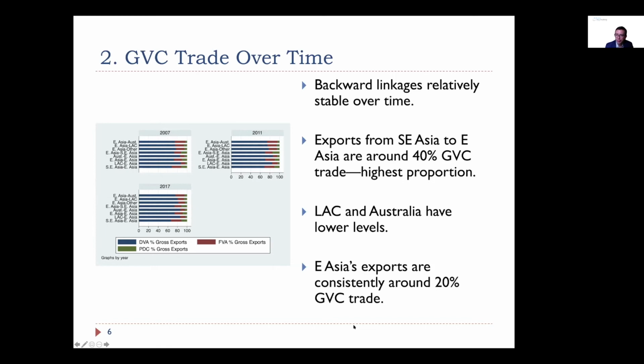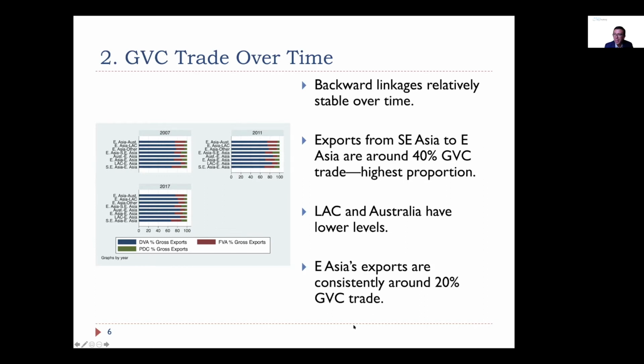Now, if we try to pull a couple of results out of this, we find the highest proportion of GVC trade is exports from Southeast Asia to East Asia. Around 40% of those exports are GVC trade. That's not a surprising result. We know that production networks are a fundamental part of the economy in East and Southeast Asia, and we know that those two sub-regions are very closely integrated. So at first pass, the data tells us something that we probably at least expected.